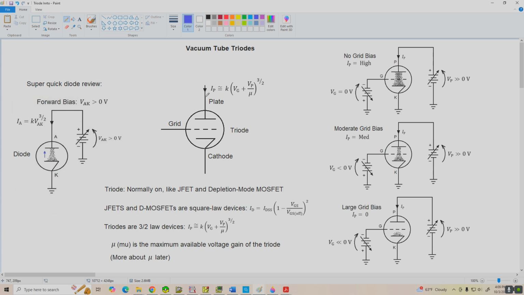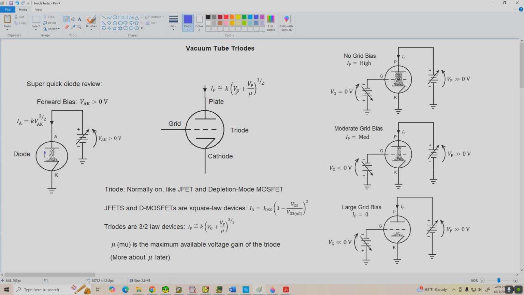And the equation that describes the plate current as a function of the grid to cathode voltage is I sub P is approximately equal to K, the perviance, times the grid voltage plus the plate voltage divided by mu, raised to the 3/2 power. So it's a modified version of the Child-Langmuir law.